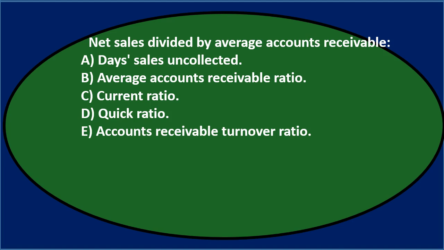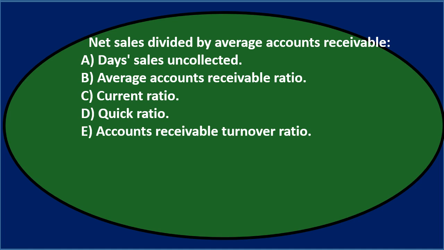In this presentation, we will take a look at multiple choice questions related to financial statement analysis, going through those questions and then practicing test taking skills with them. First question, net sales divided by average accounts receivable is either A, days sales uncollected, B, average accounts receivable ratio, C, current ratio, D, quick ratio, E, accounts receivable turnover ratio.